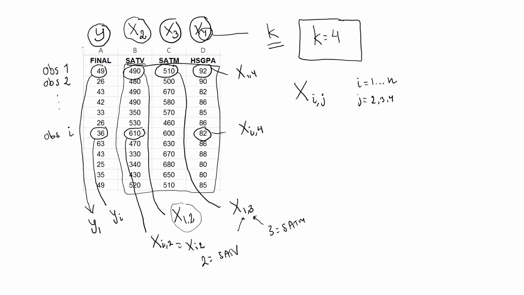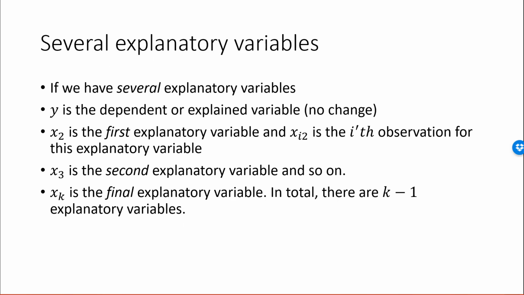You'll see in a second why we start with x2 and why we let k be equal to the number of explanatory variables plus 1. But this is the convention that I will use in all my lectures. It's better in the sense that when you continue to do econometrics using matrix algebra, then this is the definition you would use for k.